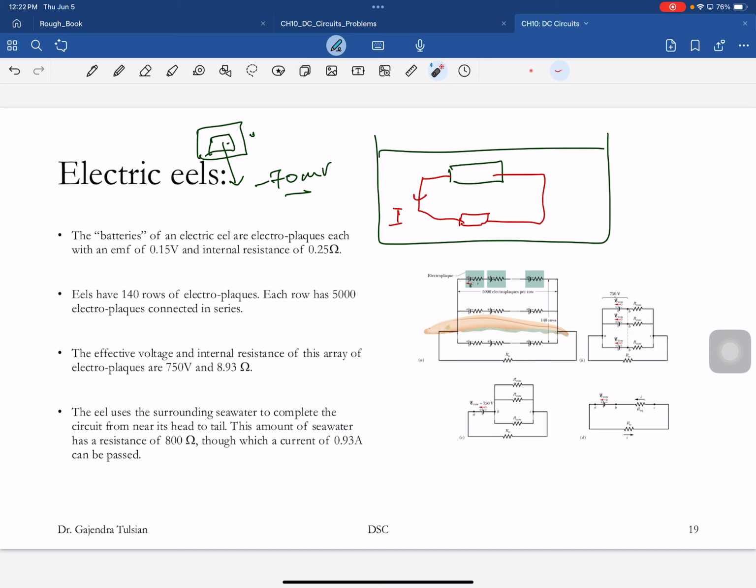Yeah. So the eel fires its electric gun only when the fish is close by. What happens if the fish is too far? The path of the current doesn't go through the fish. The resistance increases, the current is smaller.